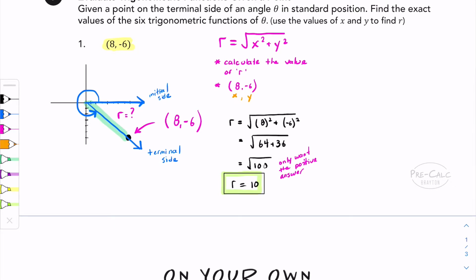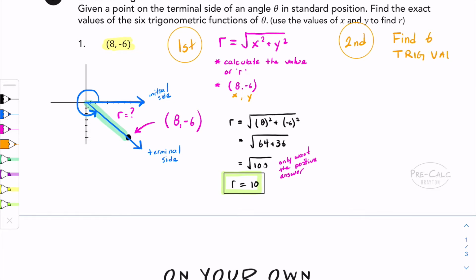Okay, we just did the first step. So we just found r. The second step is to find all your trig values. To find the 6 trig values, we're going to use the fact that x is equal to 8, y is equal to negative 6. That's your ordered pair. That's the point 8, negative 6. And the r value that we just found is 10.